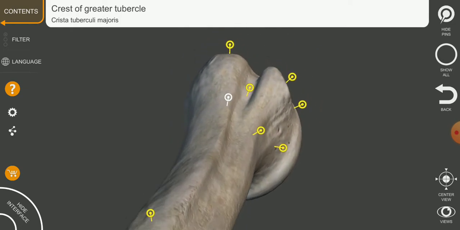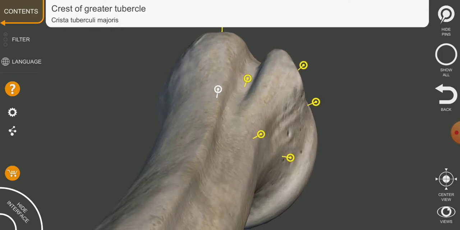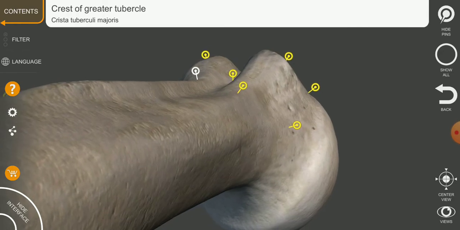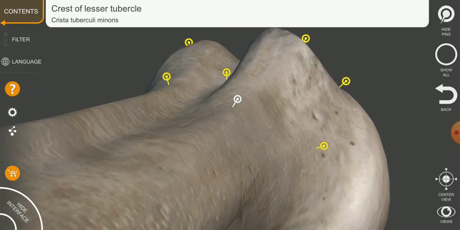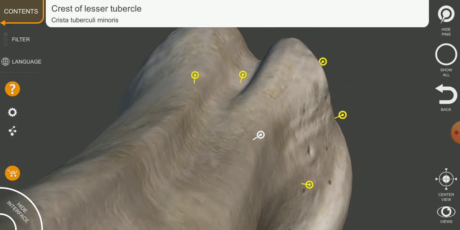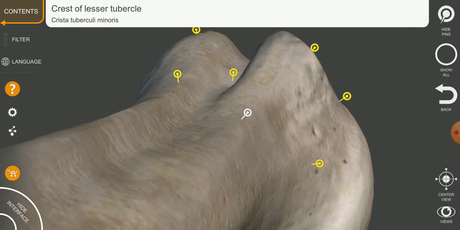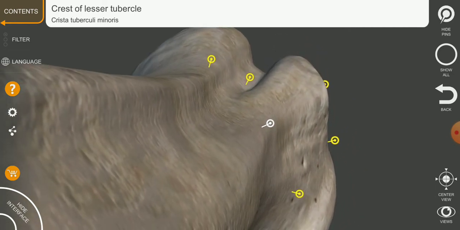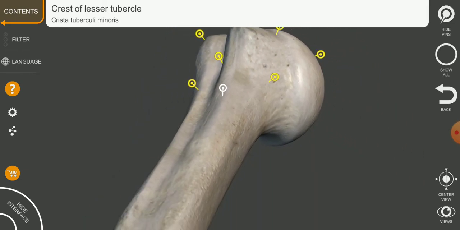This is the crest of the greater tubercle, and opposite to it we can again see a crest, which is the crest of the lesser tubercle. In between the crest of the greater tubercle and the crest of the lesser tubercle you can see the sulcus. So come down again.